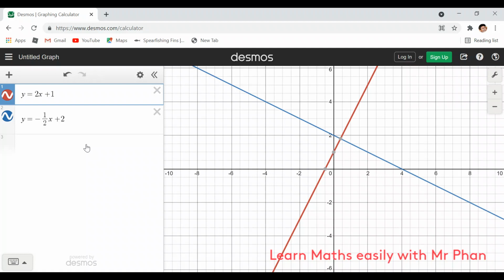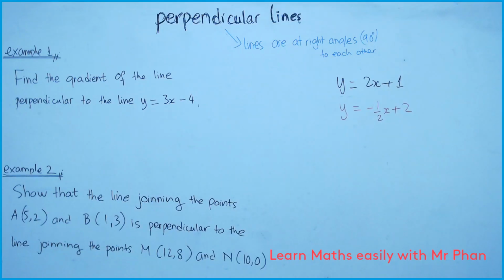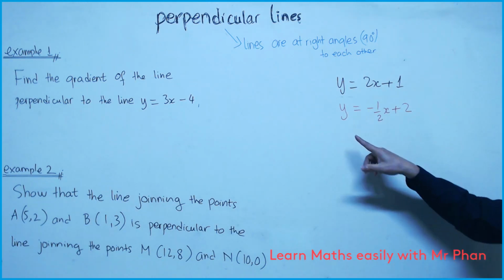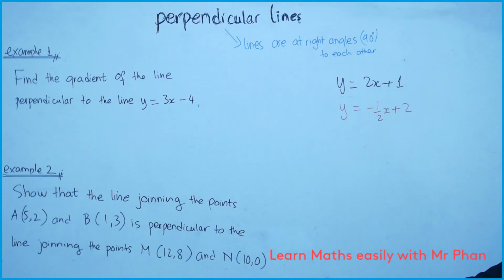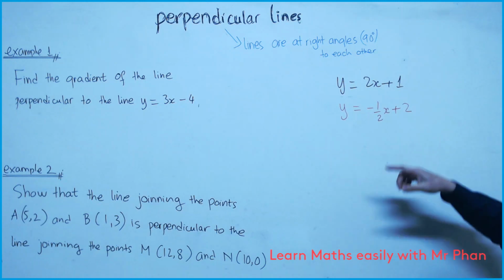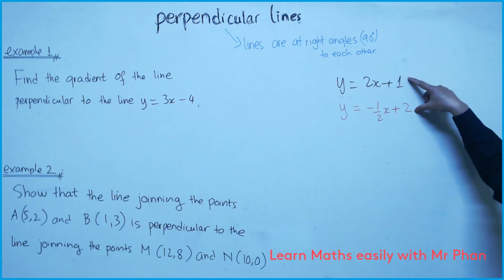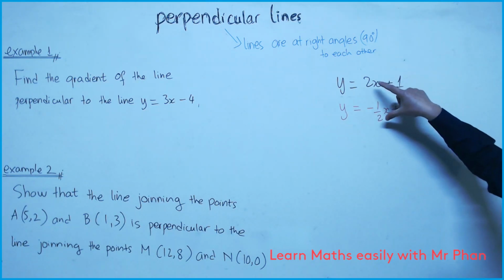I would like to show you this. Look at equation 2 here. I show you on the online graphing that the y-intercept does not affect whether the two lines are perpendicular. Only the gradient affects it.